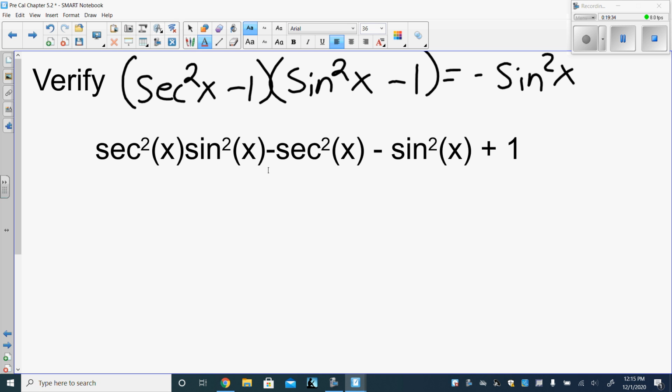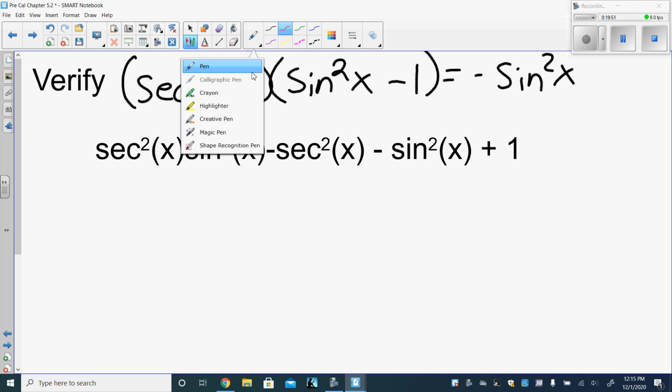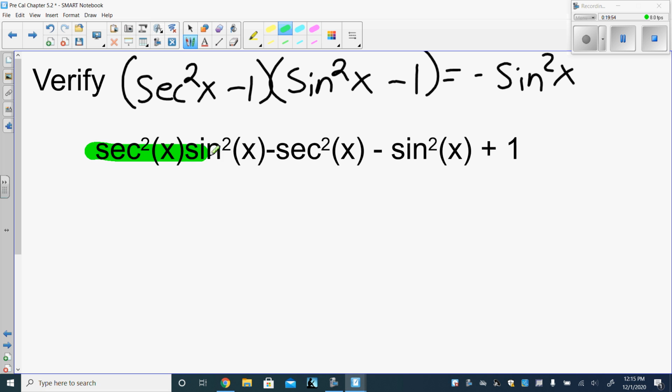So secant squared is the same as 1 over cosine, but again, we want to get negative sine squared of x by itself. So it'd be nice to get this by itself. Okay, so let's see if we can do that. That might be helpful. Well, we also have this secant squared. Let me highlight what I'm referencing. We have this here. We kind of need to simplify if we can. And then we also need to get rid of this here and this here, because if we can get rid of those, that's going to make it even better.